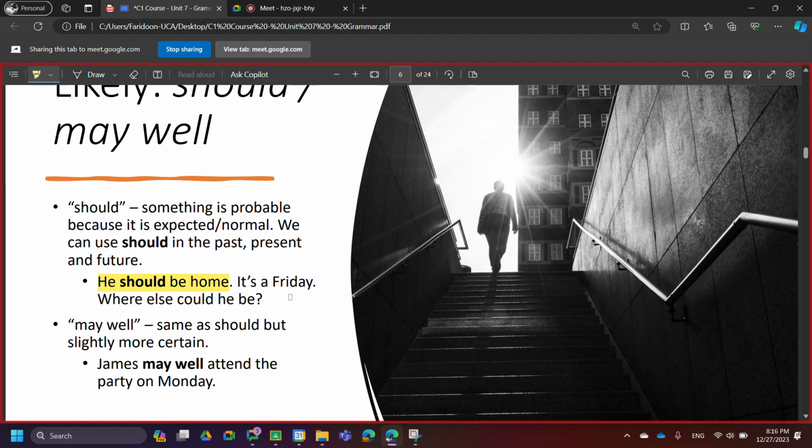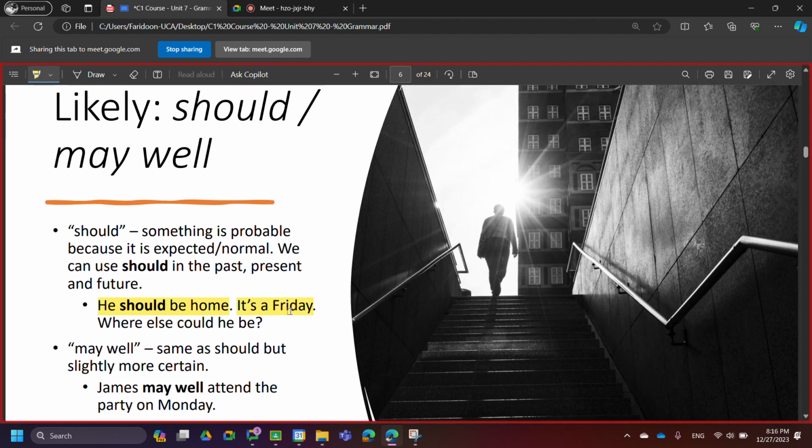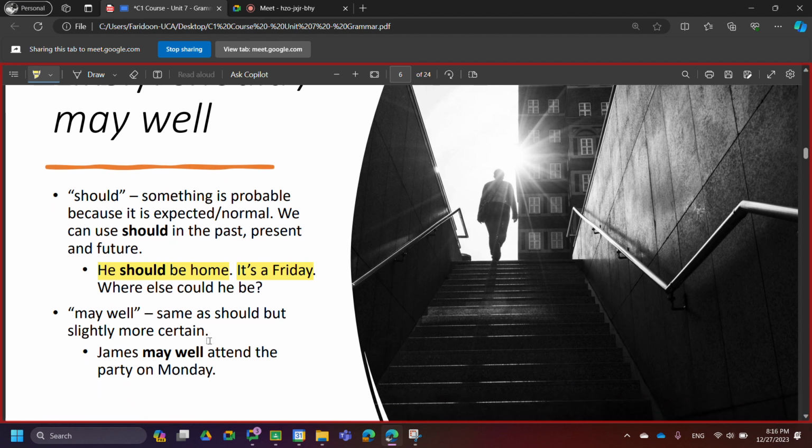So, of course, it's a Friday. So this, it's a Friday, is the evidence that you need to support your claim. This is the evidence that makes you believe that something is very likely that it's going to happen or is going to turn out true. But we can also use may well. It can be used in the same way as should, but a little more certain.